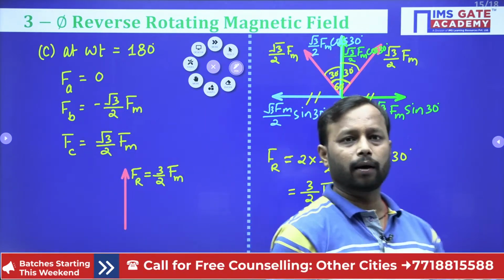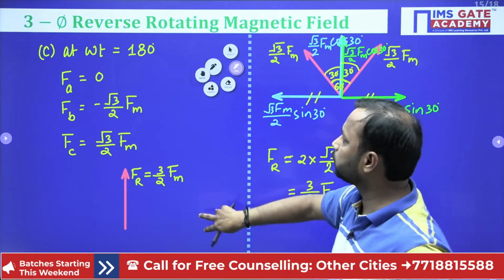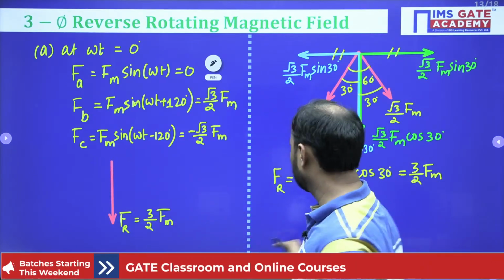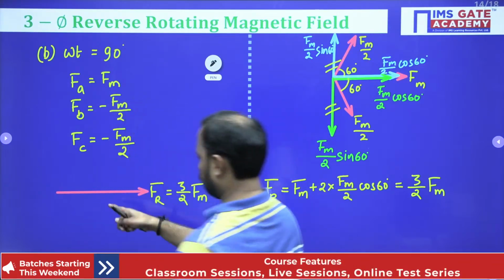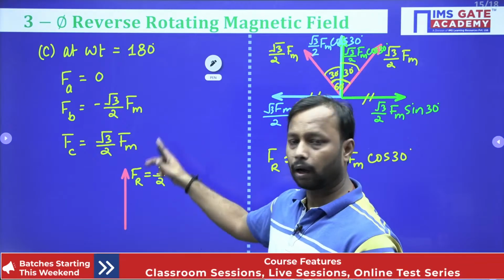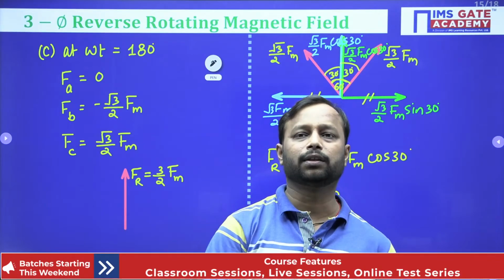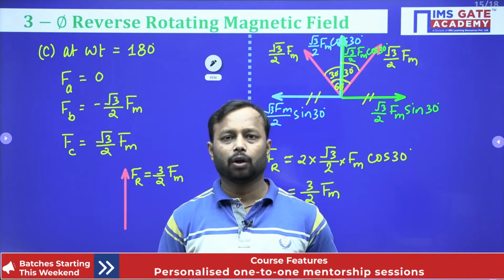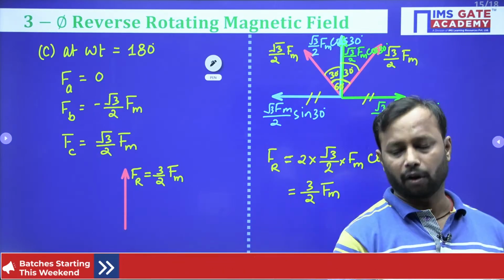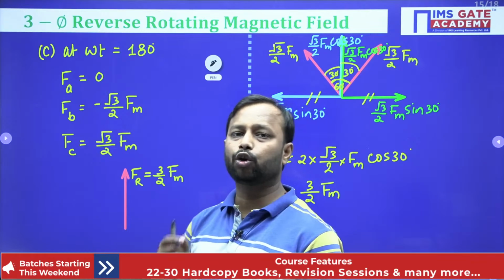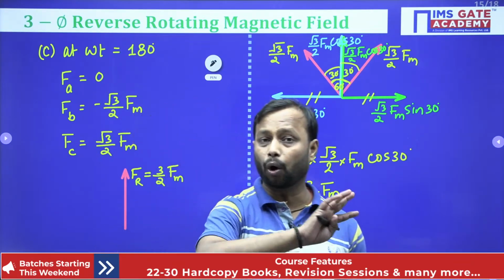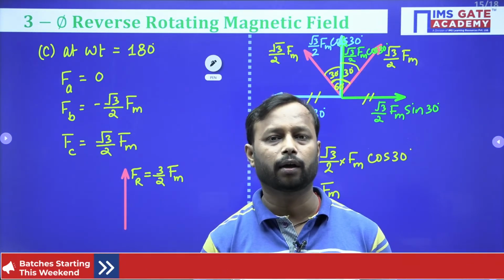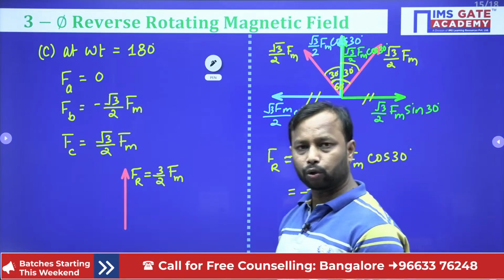Done. So if you see for the 3 instants, the direction of rotation, first it is downward, then horizontal, then upward. So the direction is reversed. This time it is rotating in anti-clockwise direction. So it is clear that whenever you are interchanging any two terminals' current, not all the three, only two, then the direction of magnetic field is going to be reversed. All right. Now one more question I am having.